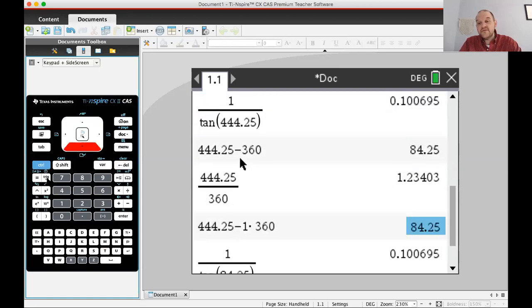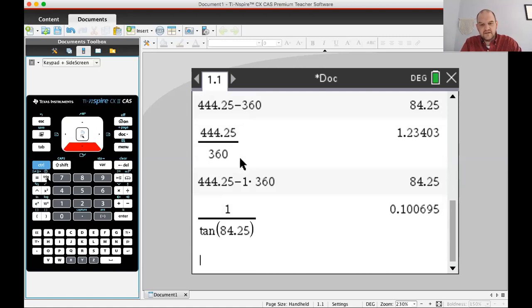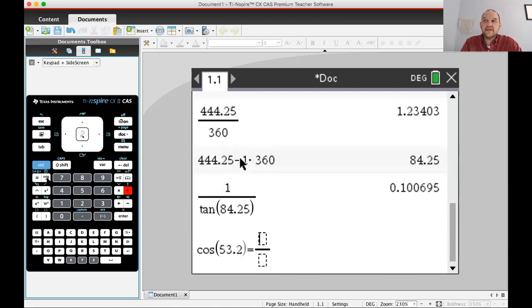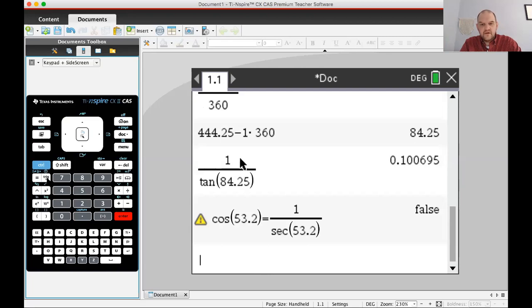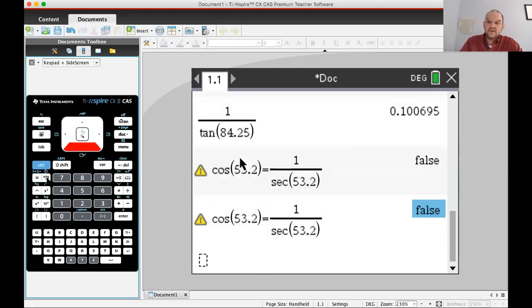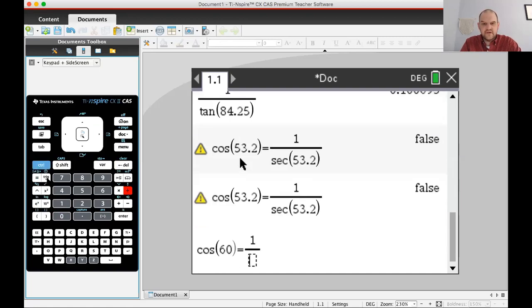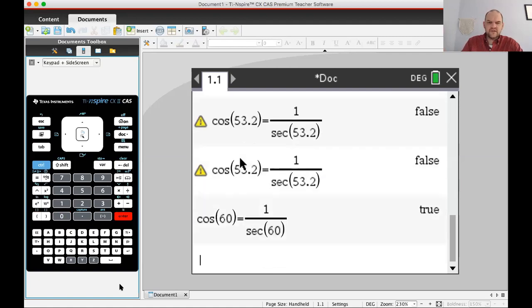Another thing you can do if you're not really interested in the value: how about cosine of 53.2 equals, so if secant is the reciprocal of cosine, cosine should be the reciprocal of secant, so it should be 1 over the secant of 53.2. And why am I getting false? I know that is not false. This is a rounding error. That ruined the whole thing for me. Here, let's do this. I don't know if I can come up with any of them that are going to work. Let's see. 1 over the secant of 60. True. Yay.